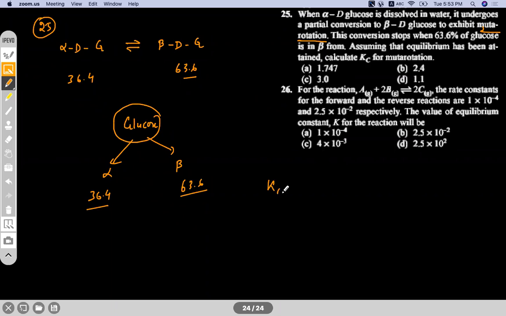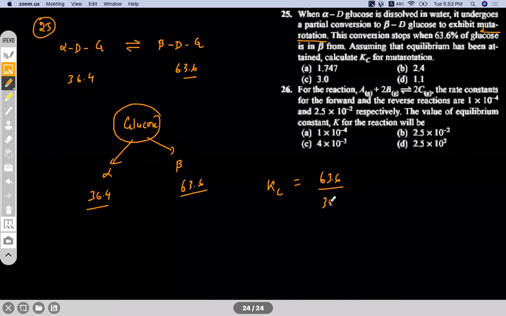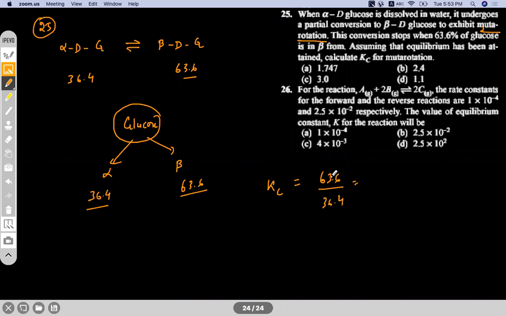Simple. Kc is equal to what? Beta by alpha. 63.6 divided by 36.4. So 36 into 2 is 72. So answer is less than 2 here. So obviously B and C is not possible. I think it is 1.7. Is it A? A or D, what are you getting? Yes, 26th.